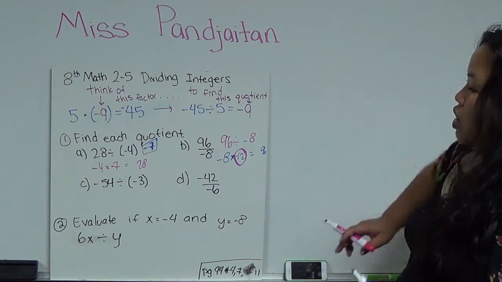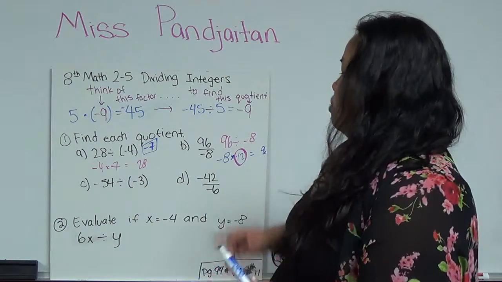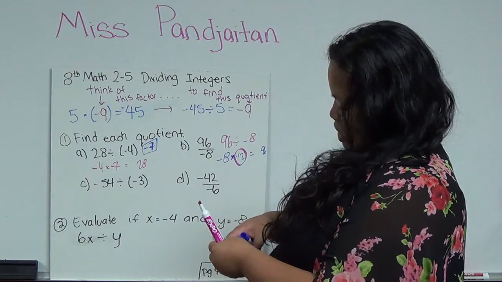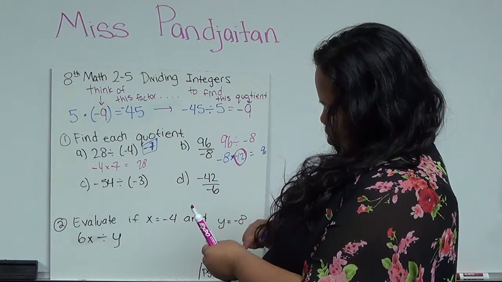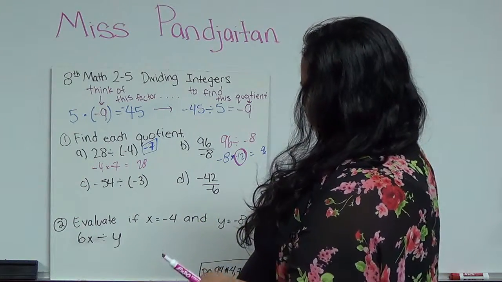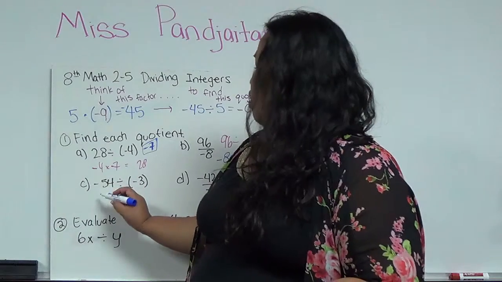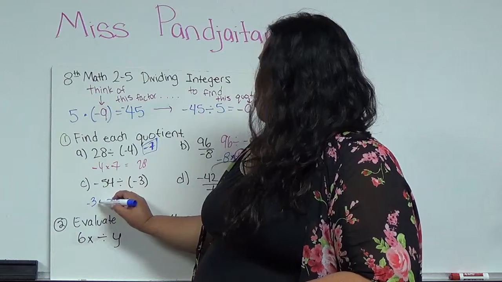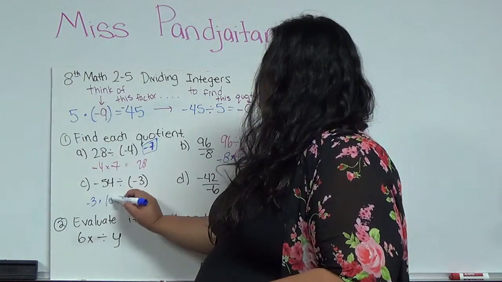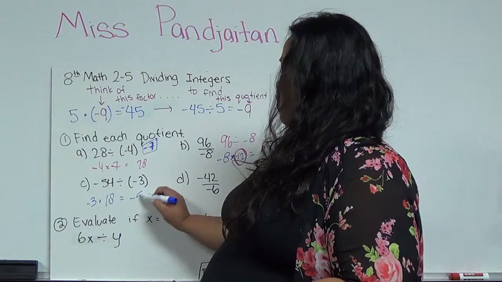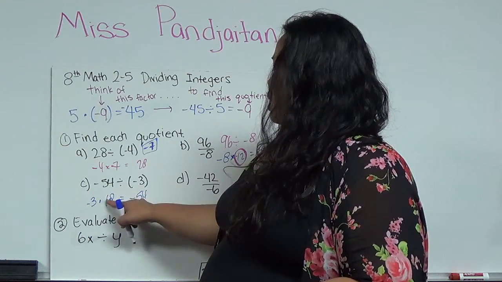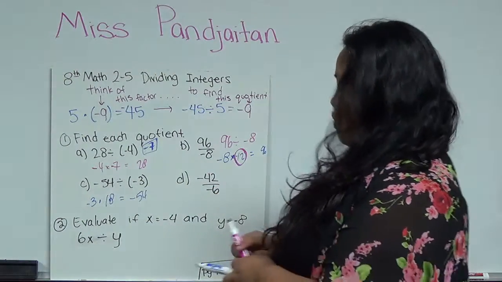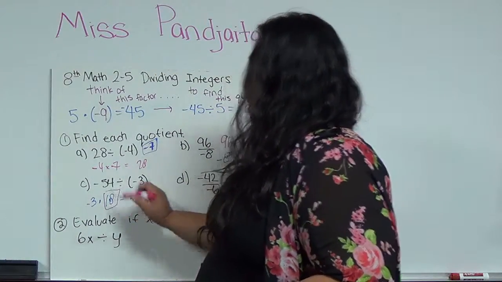Right? So on this one, I'm trying to figure out what times negative 3 gives me 54? So negative 3 times 18 equals negative 54, right? This needed the answer 54, not negative 54. So if I made this negative, it would make it positive, so I have to leave it as positive 18.